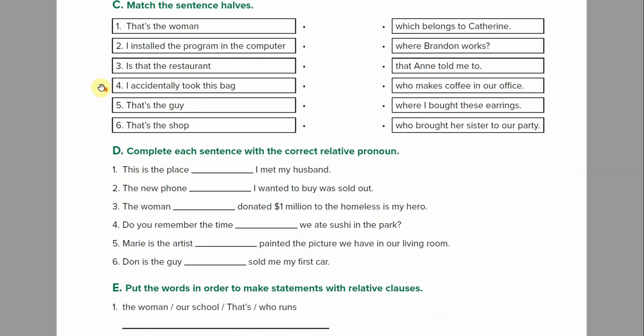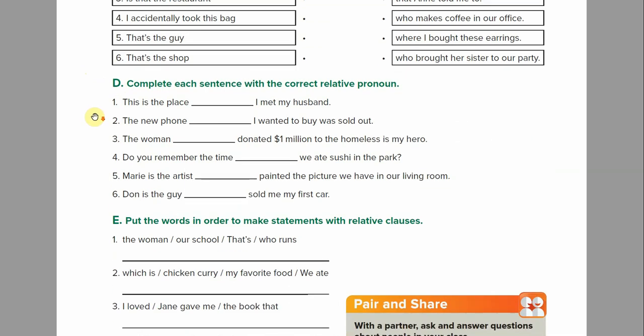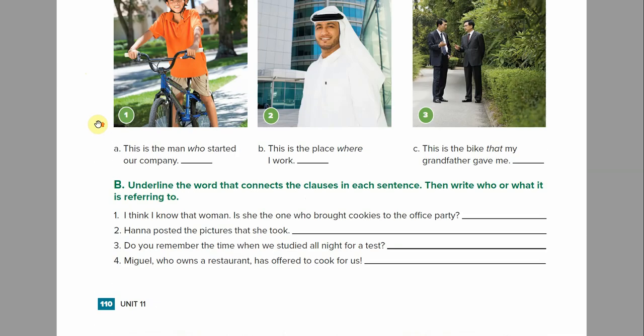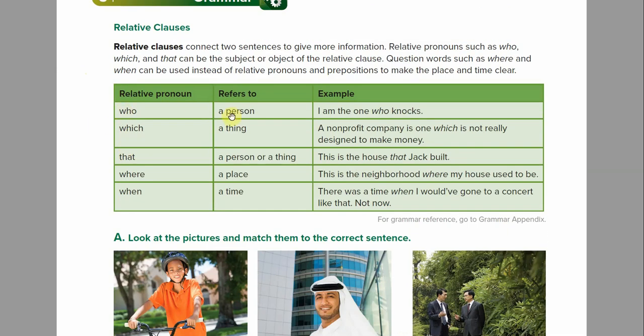Now let's go to exercise D. D says complete the sentences with the correct relative pronoun. So remember, who is a person, which is a thing, that is a person or a thing, where is a place, when is a time.